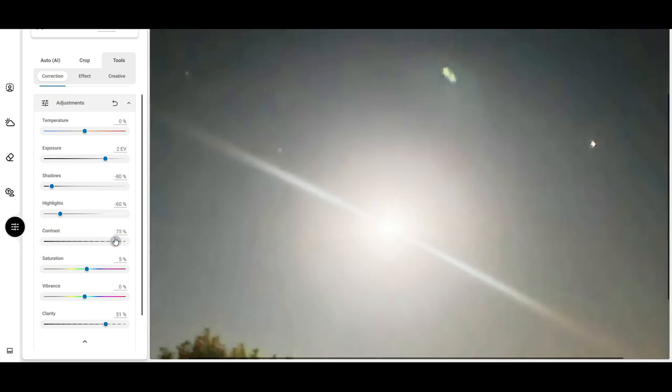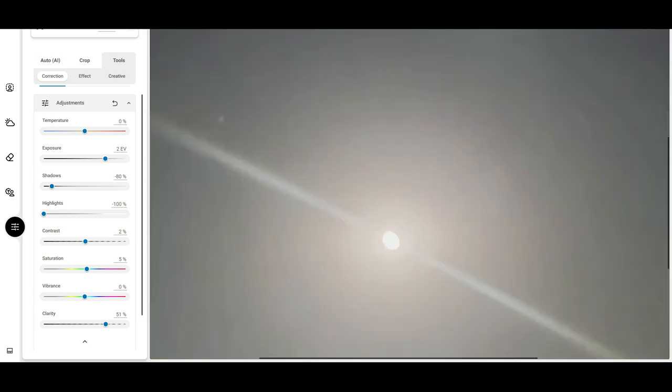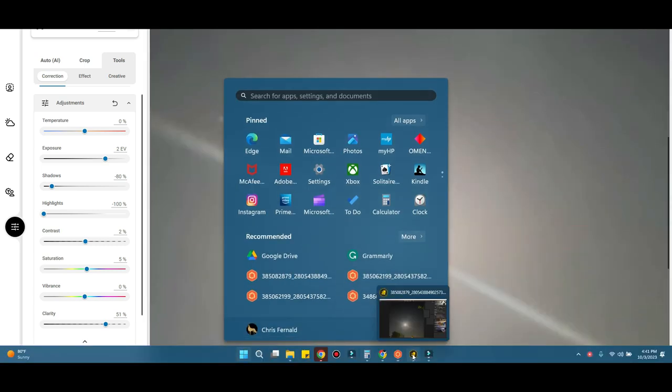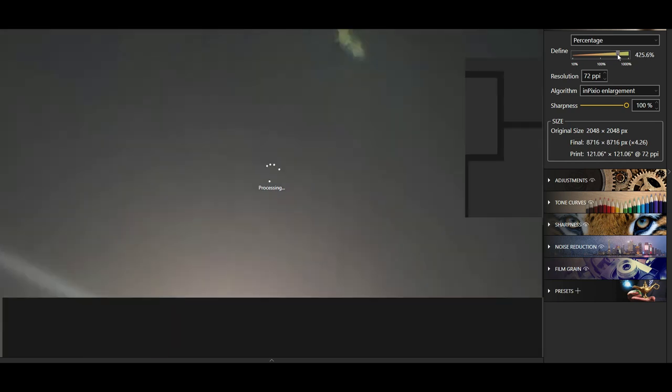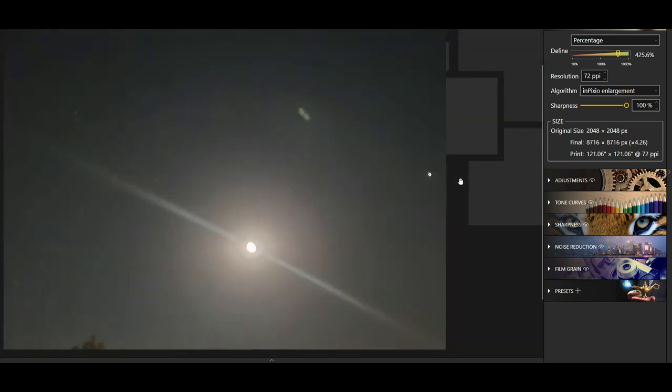Contrast. Contrast makes those colors distort, so I'd rather not do that. Shadow, highlights. The real difference is when I take you over here to the maximizer. Now, right now, this is running at 2048 by 2048, the original size. It's below that right now. I'm going to go ahead and crank it up. Let's give some pixels to it. You'll see a lot more.